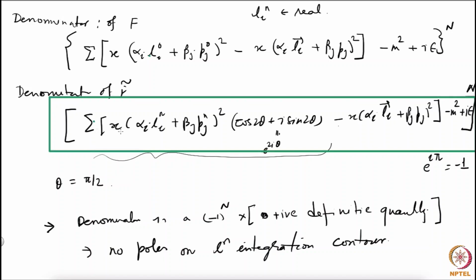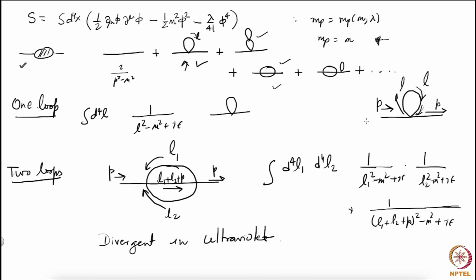So you have x times this square minus x times this square. Okay, and this momentum, this entire thing, alpha i l_i plus beta j p_j, the sum of all these momenta I am calling k. So this becomes x times k square. This plus this becomes x times k square, and there is an overall minus sign, and that is what I have written here.